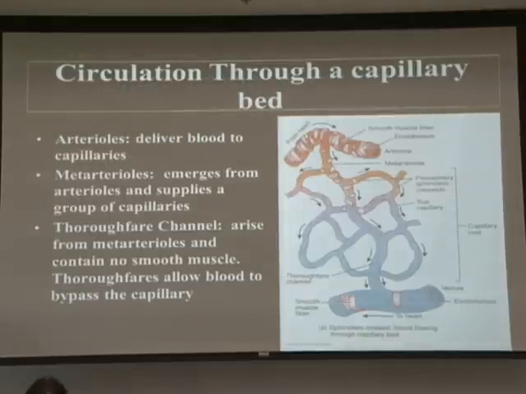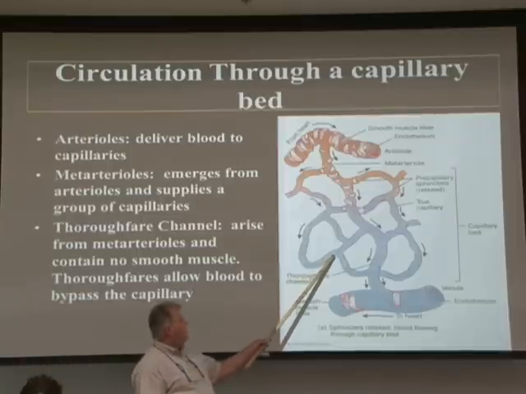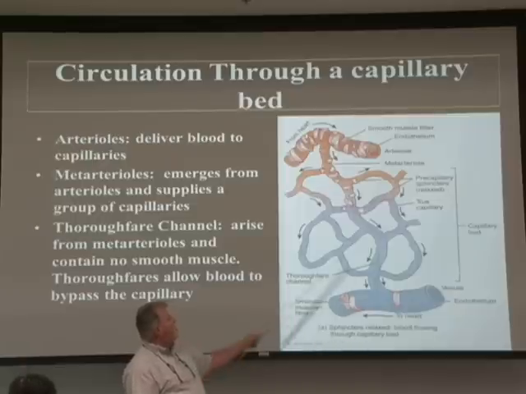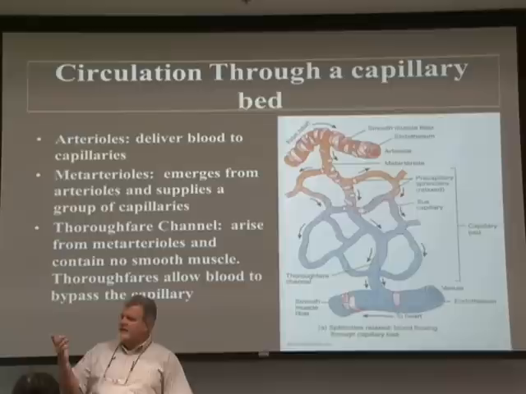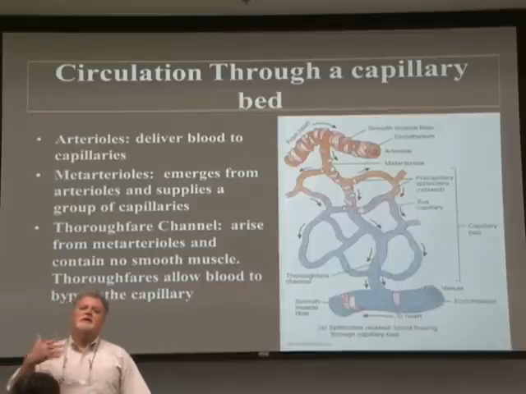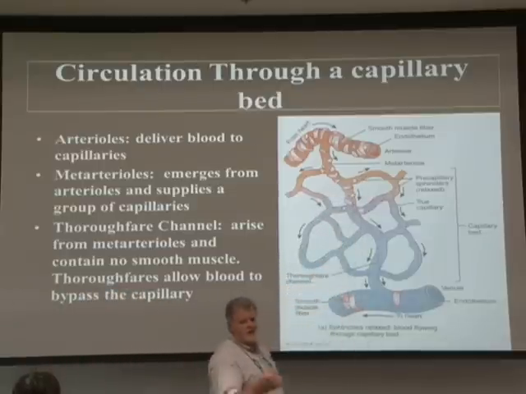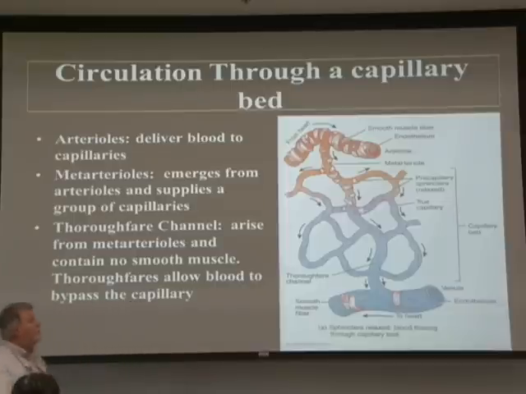Alright, so now we get to where we exchange material, in capillary beds. A capillary bed is made up of simple squamous epithelium and its basement membrane. The small arteries that lead to the capillary beds are called arterioles. So we saw that in the kidney, where we had the afferent arteriole and the efferent arteriole. And they still have smooth muscle fibers, although not a band of smooth muscle like we saw in the muscular arteries. And so they can still vasodilate and constrict.